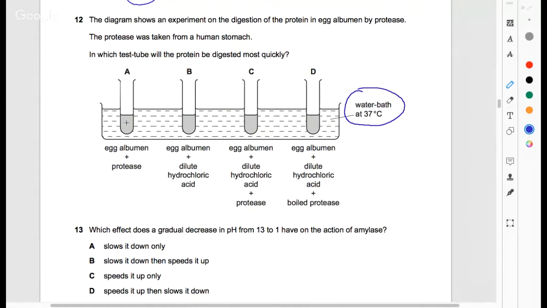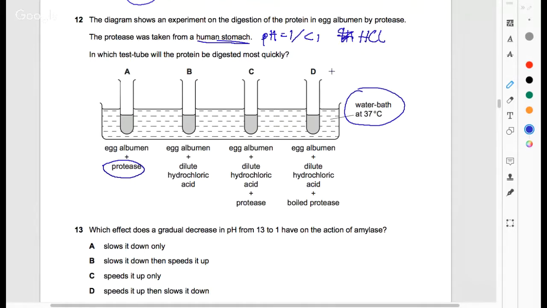Egg albumin plus protease, egg albumin plus dilute hydrochloric acid, egg albumin plus dilute hydrochloric acid plus protease, egg albumin plus dilute hydrochloric acid plus boiled protease. So egg albumin plus protease, the protease will work a little bit, but if it's from the human stomach, the human stomach is pH of 1 or even less than 1. So that's really, really acidic. It's actually got quite a lot of hydrochloric acid in.